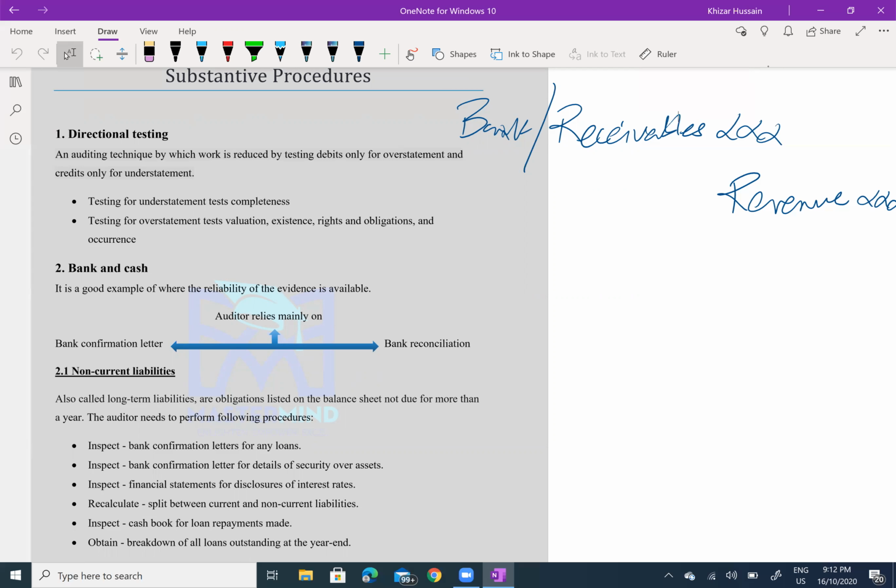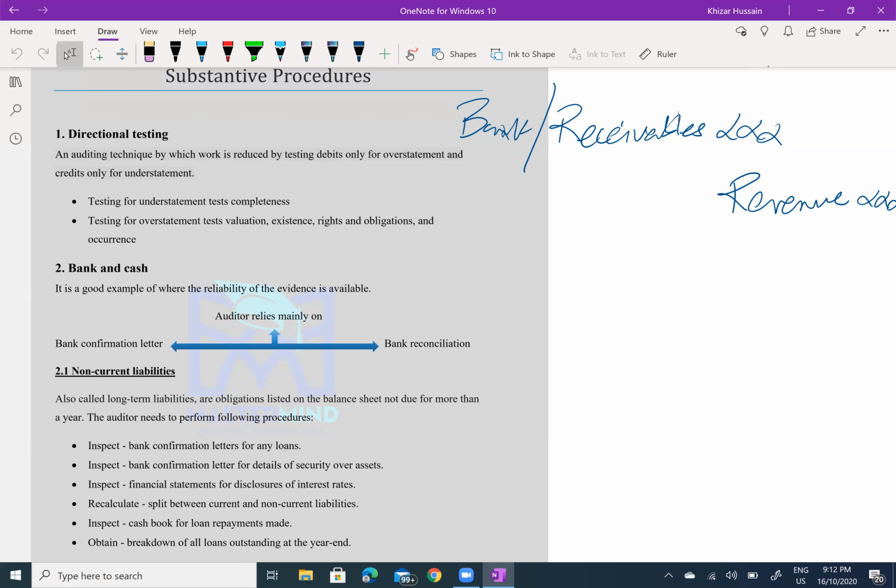Okay, because ultimately shareholders rely on our opinion, not on management's opinion, not on management's claim. They basically rely on our opinion as auditors, as external auditors.